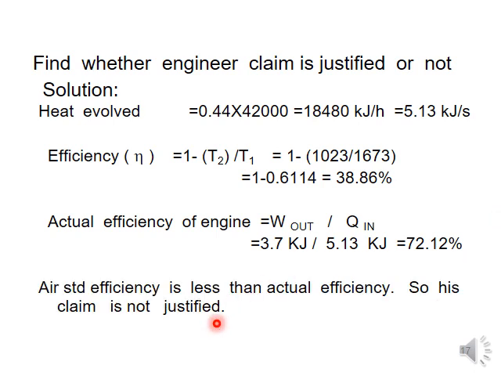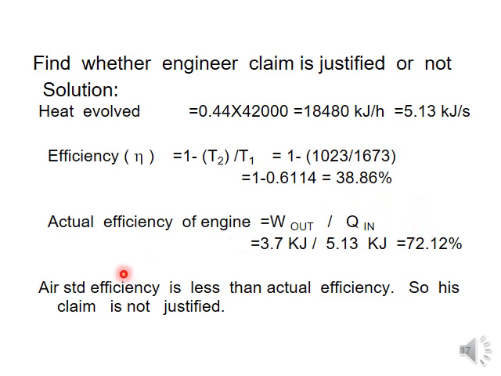A standard efficiency is less than the actual efficiency, so the claim is not justified. So here the efficiency of the Carnot cycle by using the temperature limits is 38.86, and the actual efficiency of the engine, that is work output by Q in, we got 72.12.